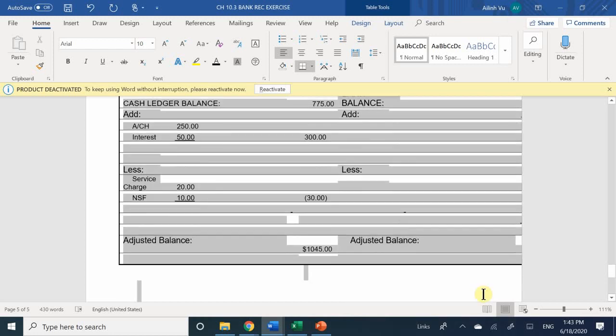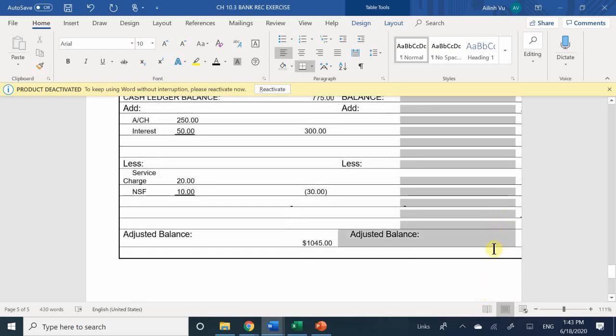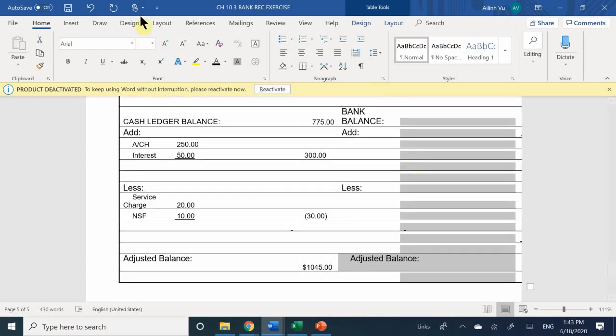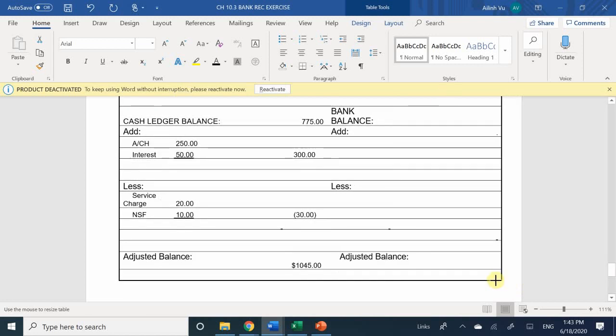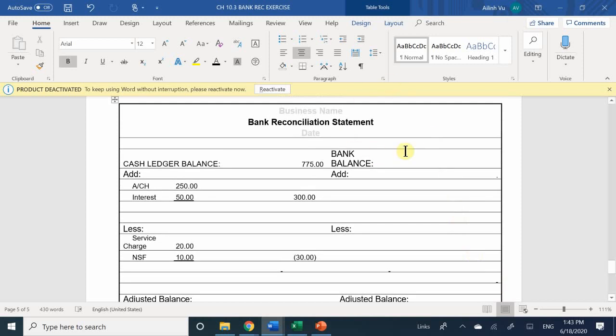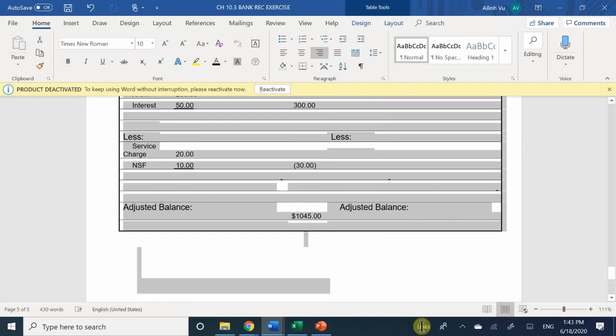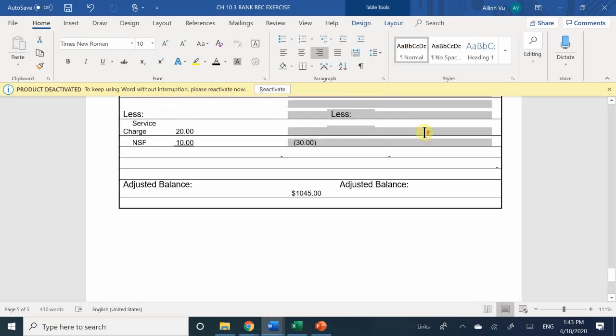Where'd you just go? I'm getting confused with the sheets. I'm at the bottom. Are you at the bottom? Okay. Oh, the bank reconciliation, right? Yes. Okay. I'm on the bank side now. Oopsies. Okay.